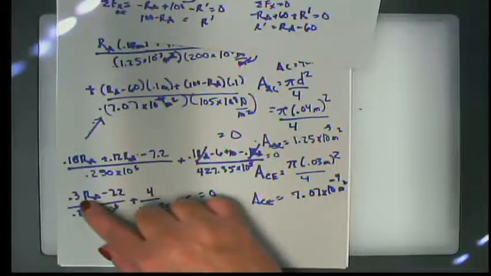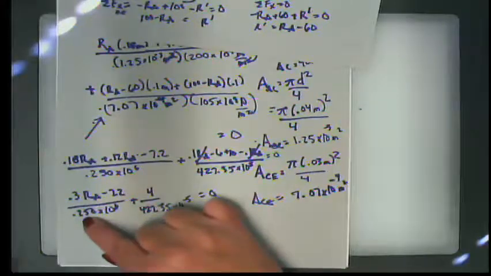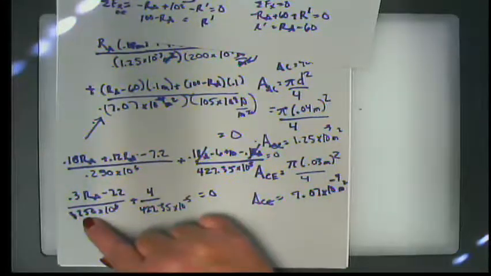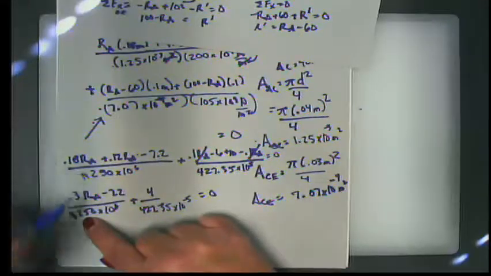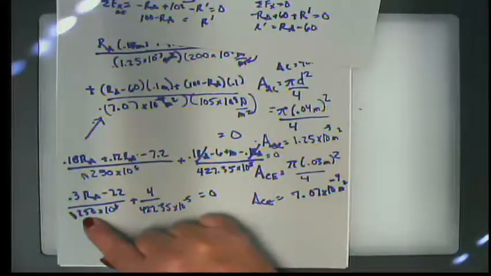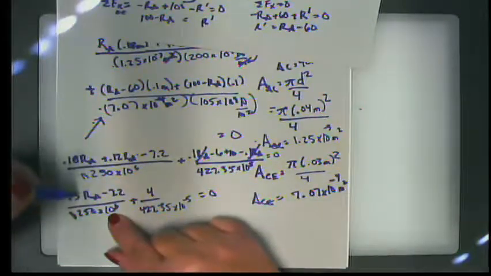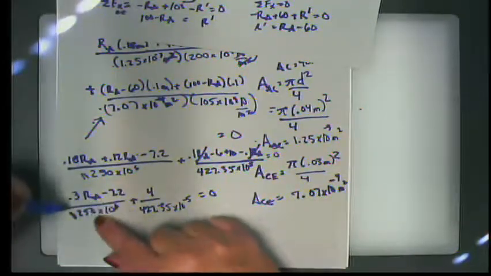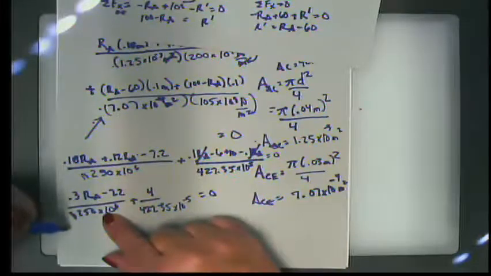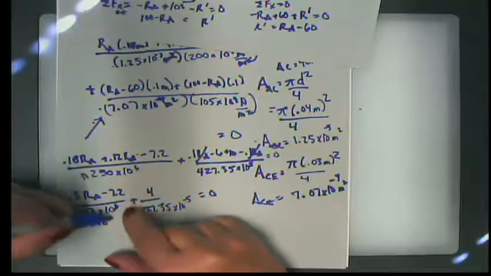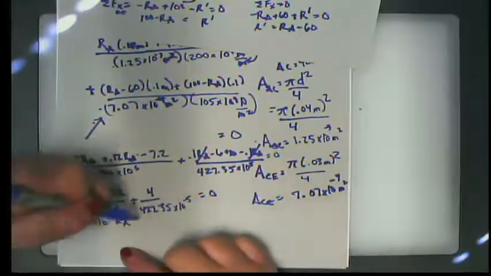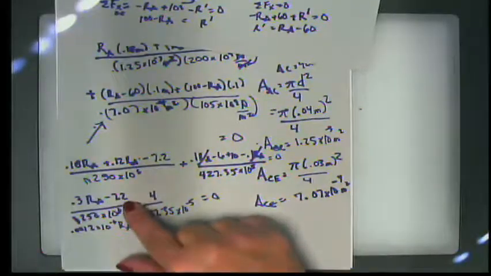So I'm going to say 0.3 divided by 250, that's times 10 to the 6th. So if I take 0.3 and divide by this, I get 0.0012 times 10 to the minus 6 R sub A minus 7.2 divided by that.